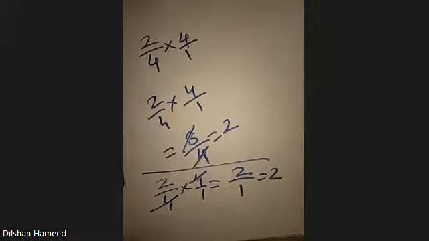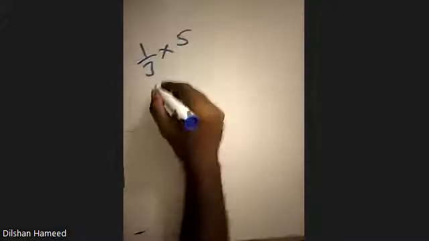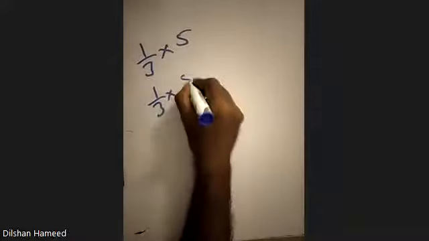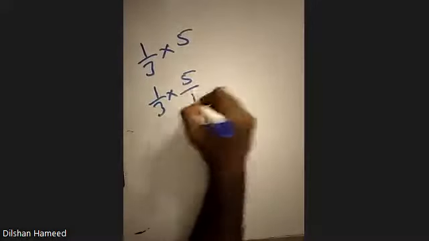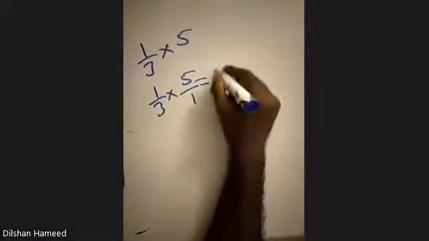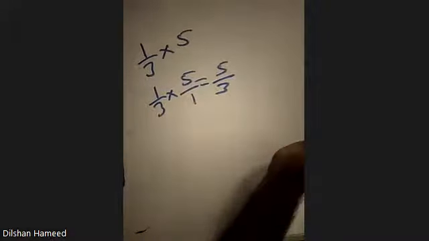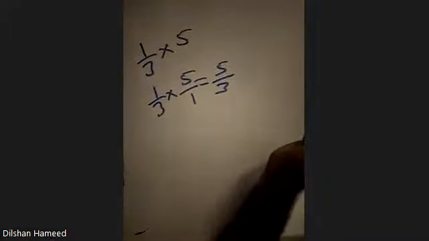So let's go to the second example. 1/3 into 5, which is 5 upon 1. So in future, I will not be putting this 1. Okay, it's understood now. So it is 1 5s are 5. 5 upon 3 is the answer.